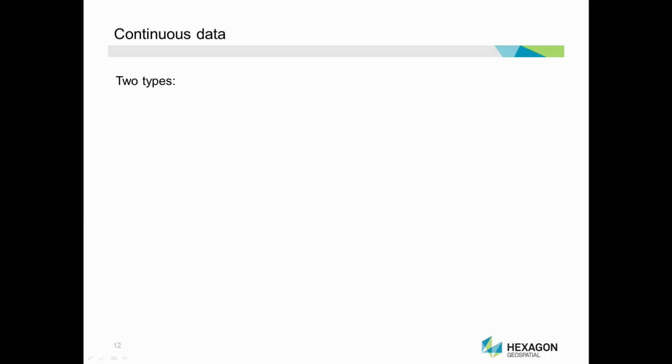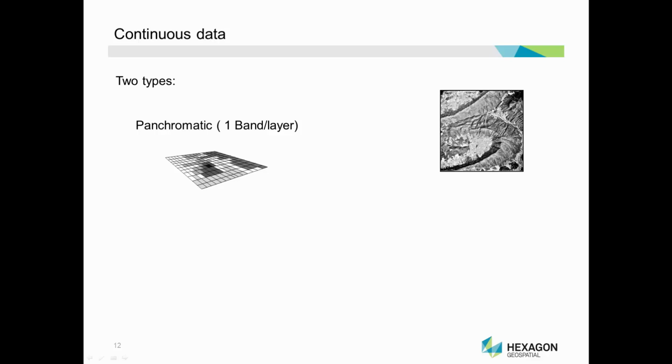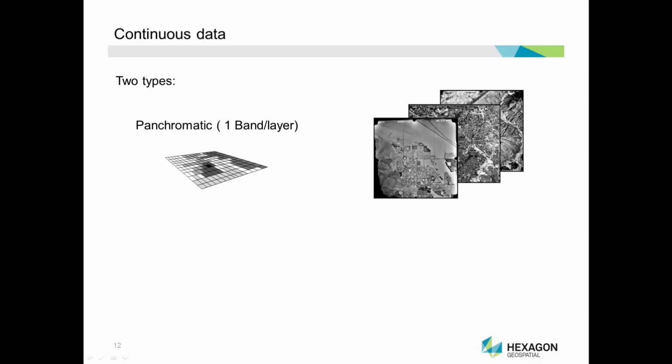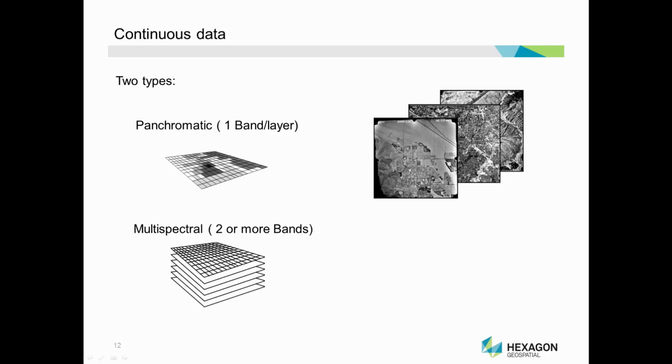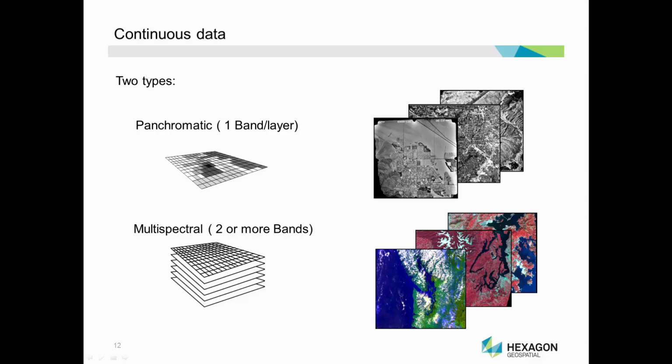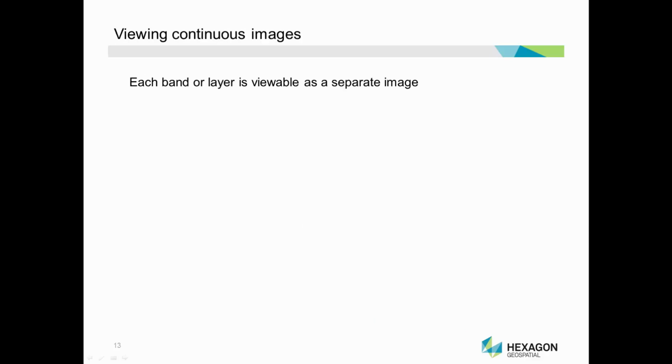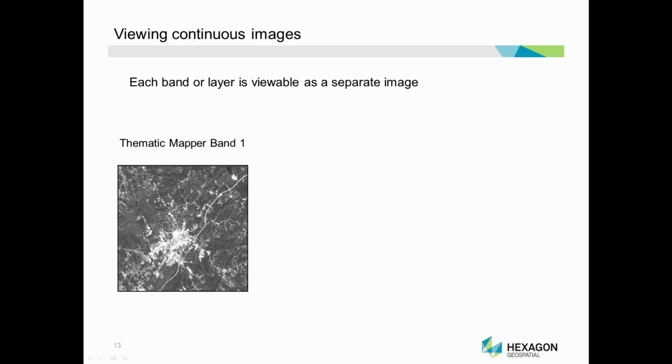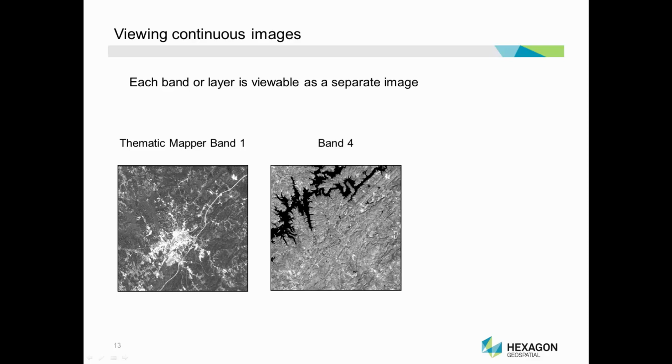There are two types of continuous images: panchromatic and multispectral. Panchromatic images are single-layer grayscale images, and they look like black and white photographs. Multispectral imagery consists of two or more layers, each layer containing digital numbers collected in a single band or wavelength. Each layer of a multispectral image can be viewed independently. Because each wavelength interacts with the Earth's surface differently, each provides different information about the Earth's surface. We can see that in this case, band 1, or the blue band, shows urban development very well. When we look at the same area using band 4, in this case the near-infrared band, we see water features very clearly.